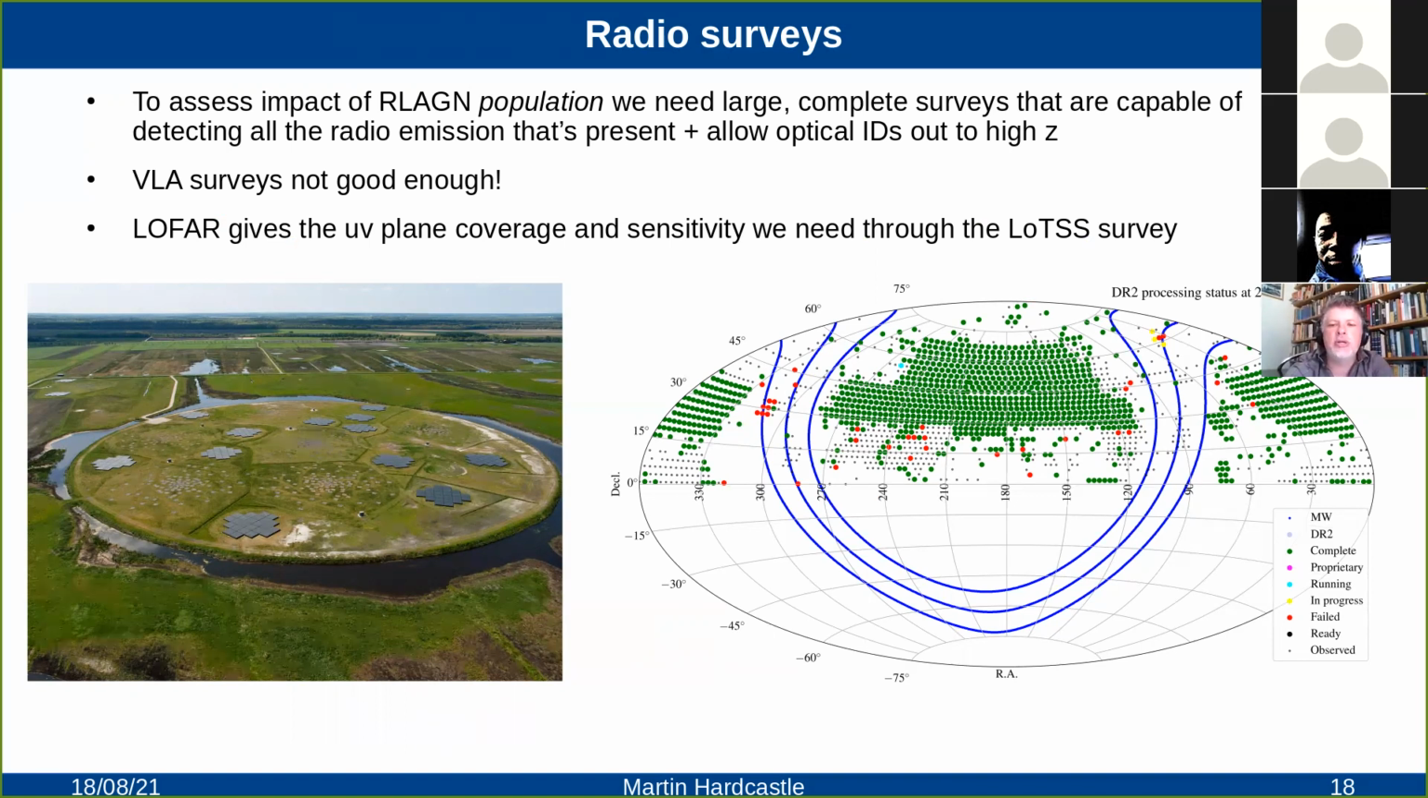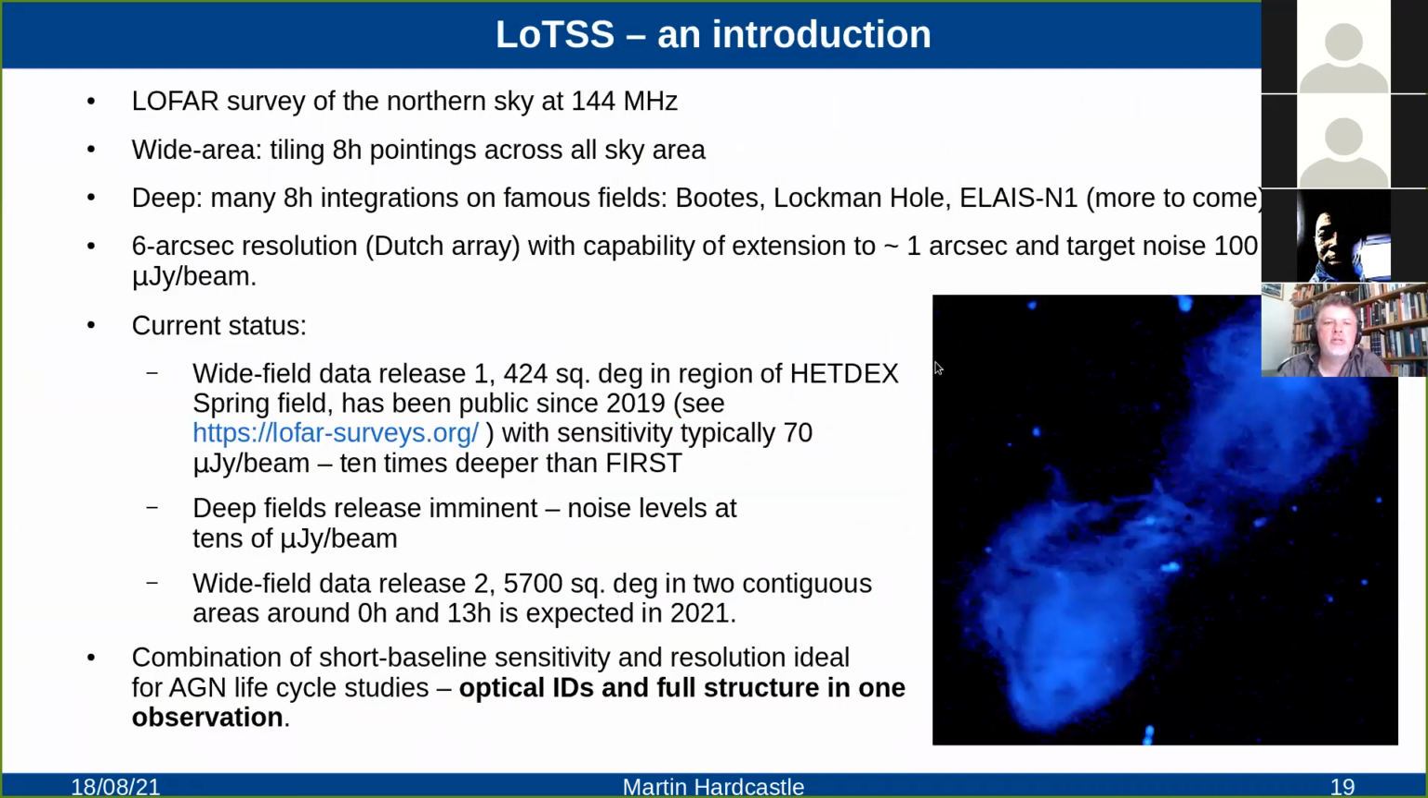So we're using LOFAR because it exists and it's a really good survey instrument. And we're using the LoTSS survey, which has this really impressive northern sky coverage. We have about 6,000 square degrees worth of northern sky coverage right now, as you can see from this plot of the sky coverage, with green being data that we have in hand. The LoTSS survey in detail is a survey of the northern sky at 144 megahertz.